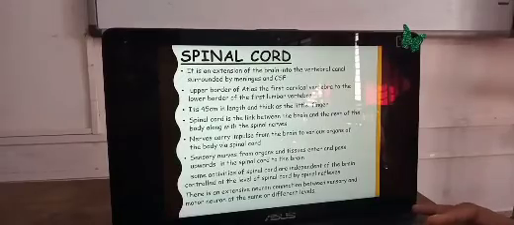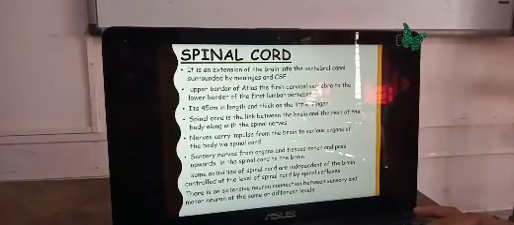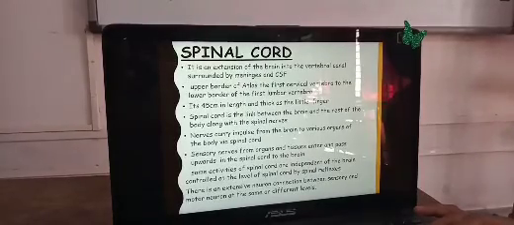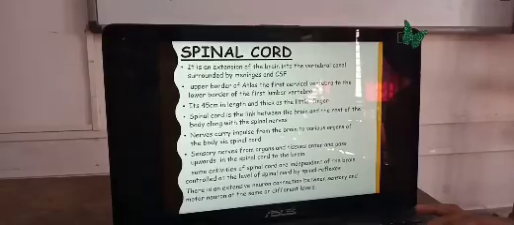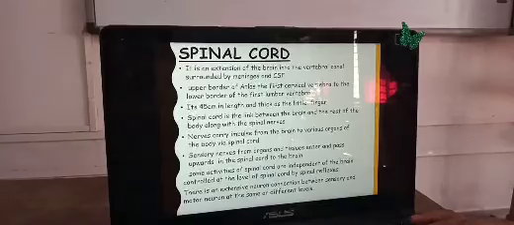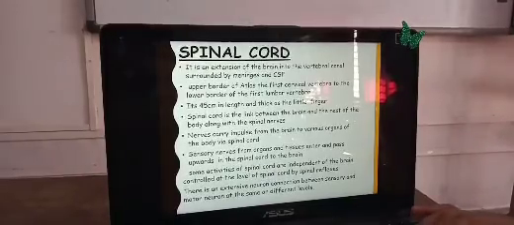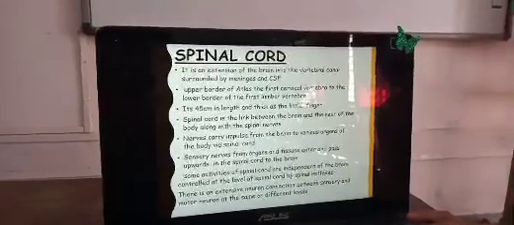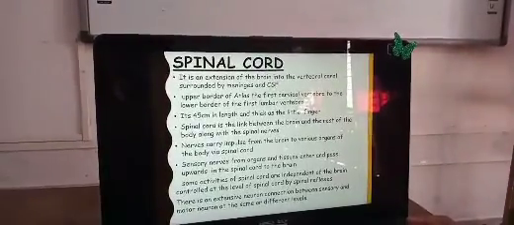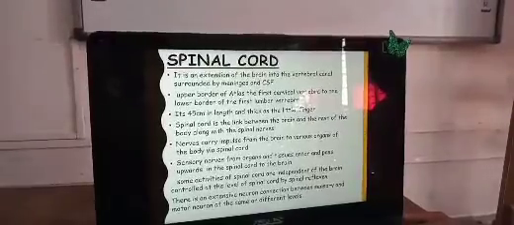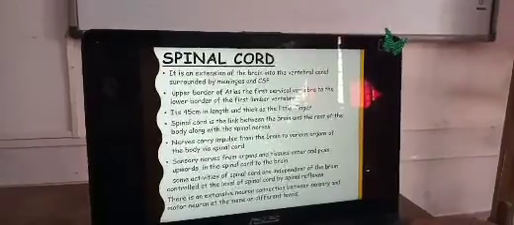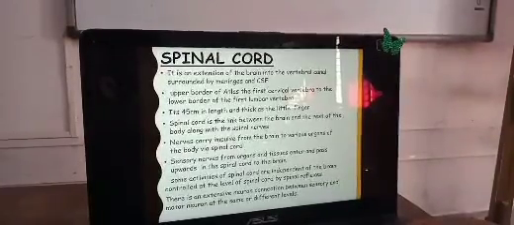Now it is 45 centimeters in length, thick as that of your little finger. So if you can all look at your little finger, you will understand that the thickness of your spinal cord is similar to the thickness of your little finger. The spinal cord is the only link between the brain and the rest of the body, along with the spinal nerves. The nerve carries impulses from the brain to various organs of the body via the spinal cord. Sensory nerves from organs and tissues enter and pass upward in the spinal cord to the brain.